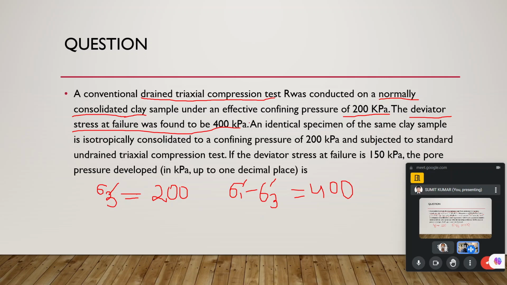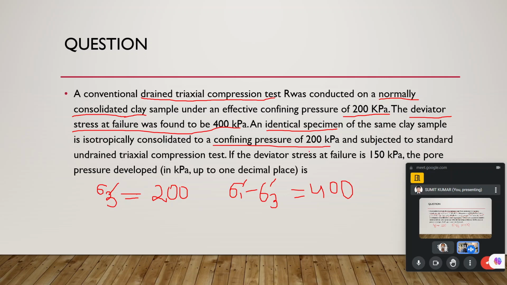Now, going ahead in this question, the next part says that an identical sample, the same type of sample, is taken and isotropically consolidated to a confining pressure of 200 kilopascal. But there is a twist and turn there as well.